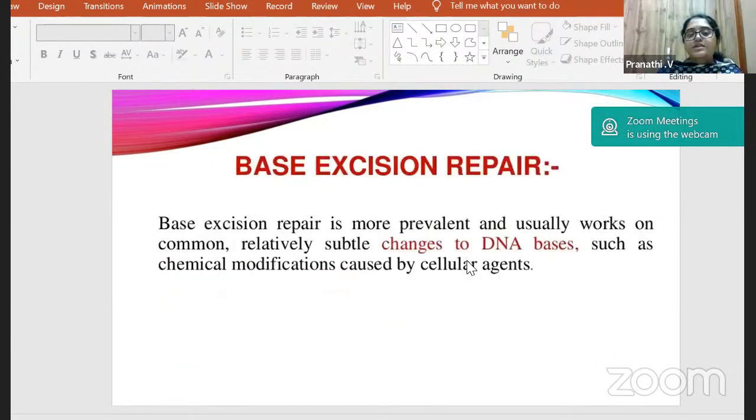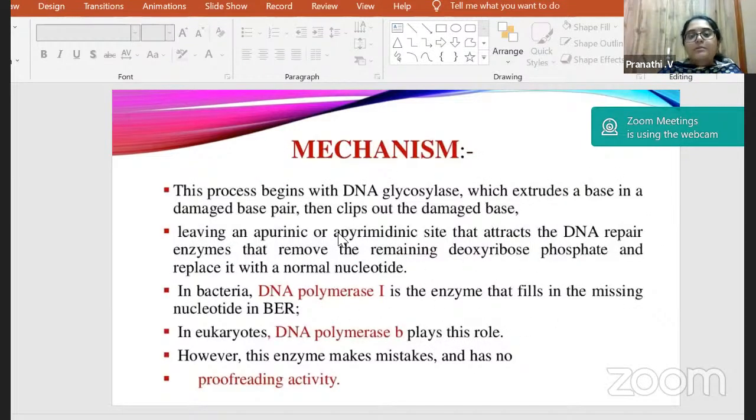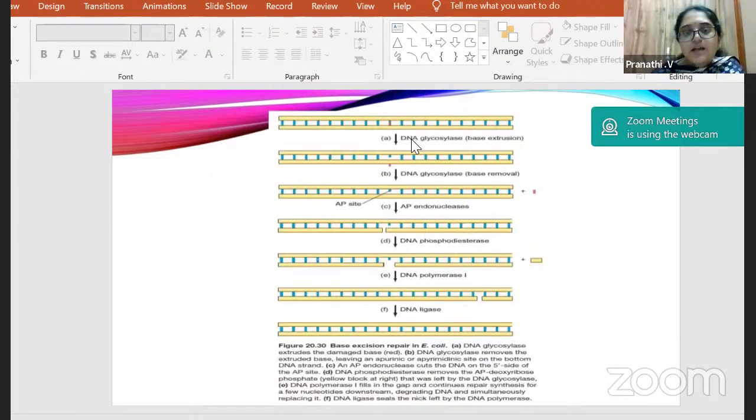In this, what happens is changes in the DNA bases are repaired. The mechanism is, you have DNA glycosylase coming in, removes the base and then clips out the damaged base. You have a gap over here. So DNA repair enzymes come. In bacteria, it is DNA pol I. In eukaryotes, it is DNA polymerase beta. And again, there is a chance for proofreading, since it is not taking place, you have enzyme mistakes also that can take place. This is how the base excision takes place basically.